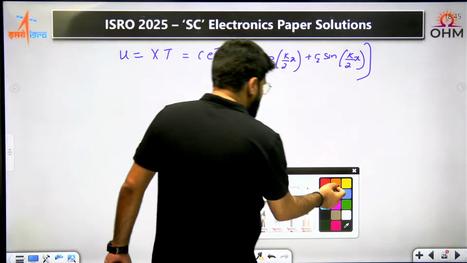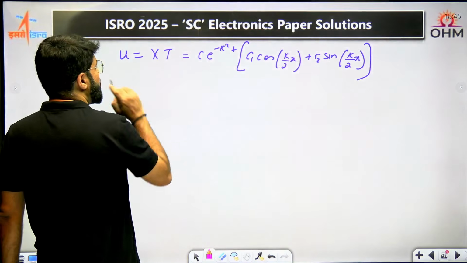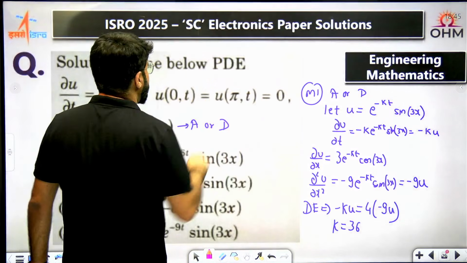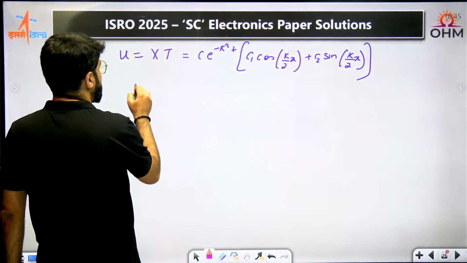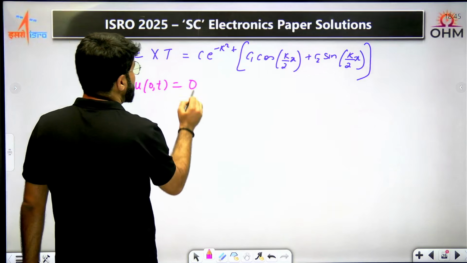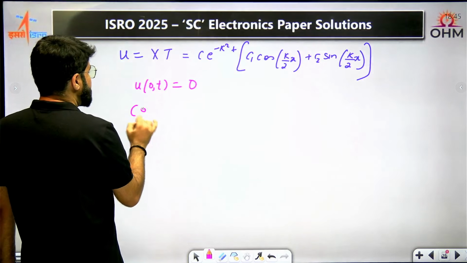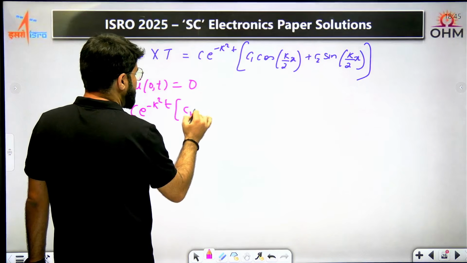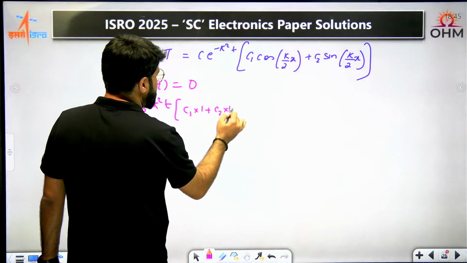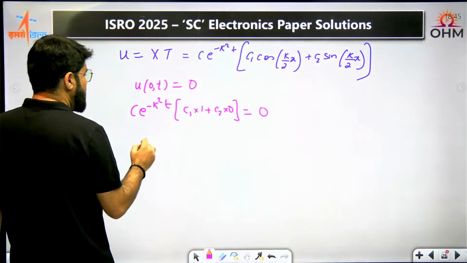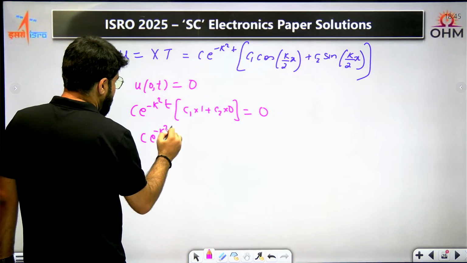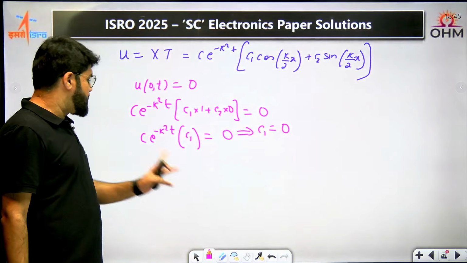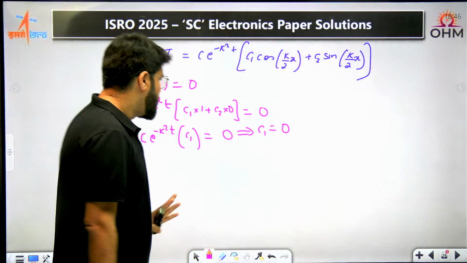Now what are the initial conditions given? The first initial condition given to me, let's use this, is u of 0 comma t equal to 0. That means if I put x equal to 0, the answer should be 0. So c e power minus k square t, t is t only. If I put x 0, cos 0 is 1, so c1 into 1 plus c2 into 0 is equal to 0, since sin 0 is 0. So what I am getting is c e power minus k square t into c1 equal to 0. This means that the constant c1 has to be 0. C cannot be 0. If c is 0, the overall answer becomes 0. So c1 is 0.